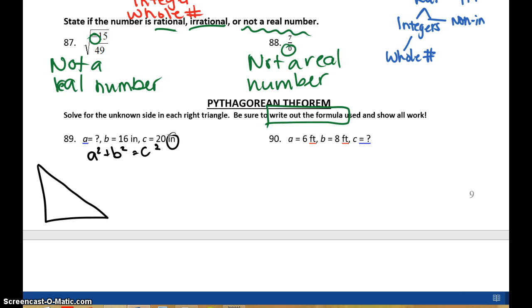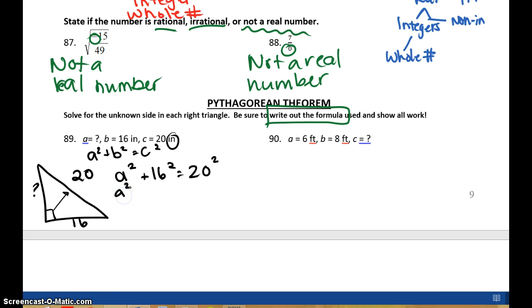Now, A and B are the legs of the triangle. C is always the hypotenuse, the longest side of the triangle. So I know C is 20, so I'm going to label 20 there. The hypotenuse is always diagonal from our right angle. Now, A and B can be either one of these legs, doesn't matter. So A, we don't know. B is 16. So we have a squared plus b squared equals c squared. We don't know a, so we're going to leave it: a squared plus 16 squared equals 20 squared.